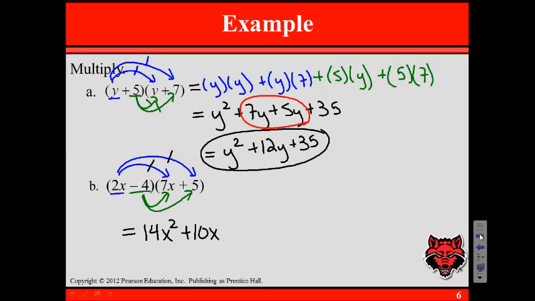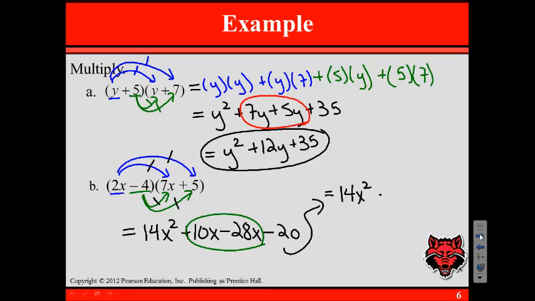Now the third product, negative 4 times 7x. Negative 4 times 7 is negative 28, times x is negative 28x. And finally, negative 4 times 5 is negative 20. Again, we see we have two like terms, the 10x minus 28x. So when we combine our like terms, we're left with 14x squared minus 18x minus 20.